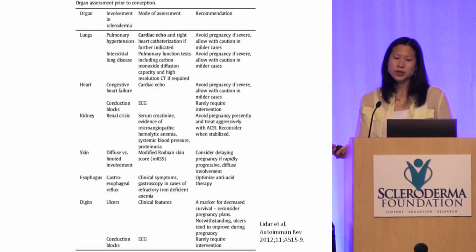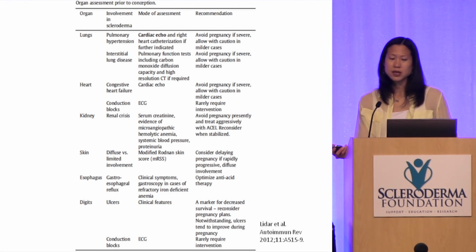So in terms of organ assessment prior to conception, your doctor should be evaluating your lungs. Your doctor should be getting pulmonary function tests as well as a cardiac echo. If they suspect pulmonary hypertension, they should be doing a right heart catheterization before conception. And if you do have pulmonary hypertension, you really should avoid pregnancy, certainly in moderate to severe cases. And it's a case-by-case decision in milder cases of pulmonary hypertension.